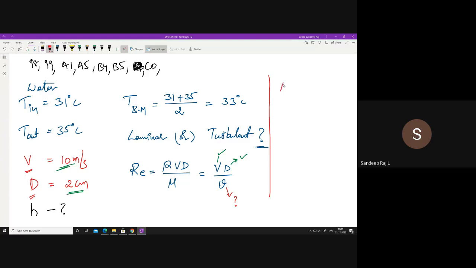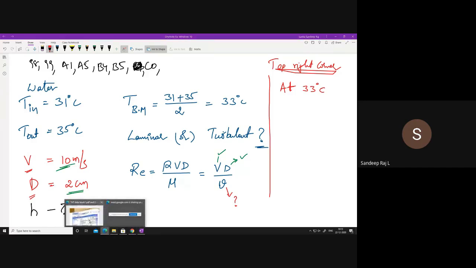From the property tables, what I request all of you is, whenever you write any property value from the data book, dedicate a space towards the top right corner of the given page. The top right corner should be used for taking the properties, at so and so temperature, that is, the bulk mean temperature of 33 degrees centigrade. Let's go to that.